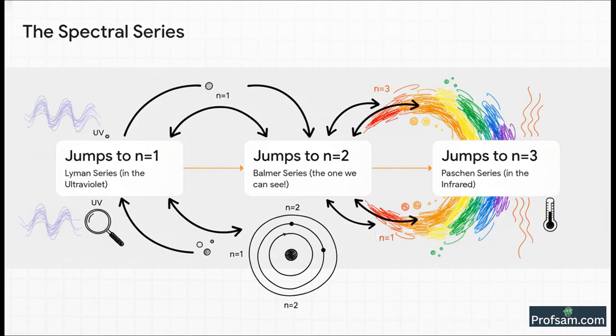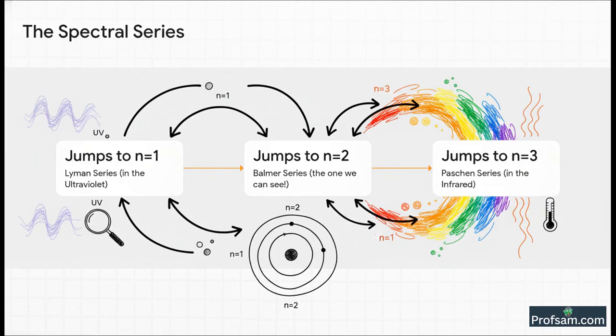Now look at this diagram. It shows us how these different series of lines are formed. Let's start on the left. See all those jumps that end up on the first floor, n equals 1? That whole group is called the Lyman series. The energy drop is huge, so the light it gives off is ultraviolet. We can't see it with our eyes.